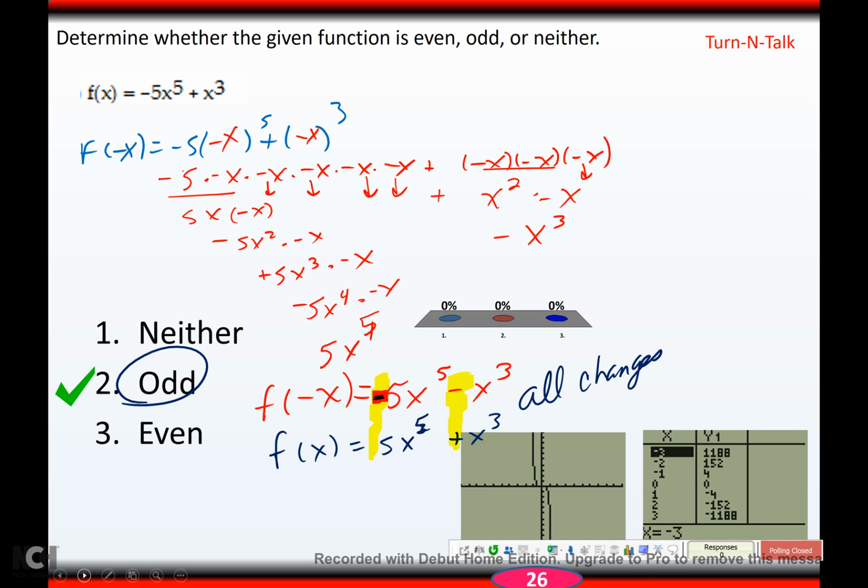You can look at the table in the graph. If I check an ordered pair, negative 3, 11, 88, and I'm checking to see if I'm right and it's odd, that means both signs would change, 3 and negative 11, 88. Check the table, is it on there? Yes, then it's odd.